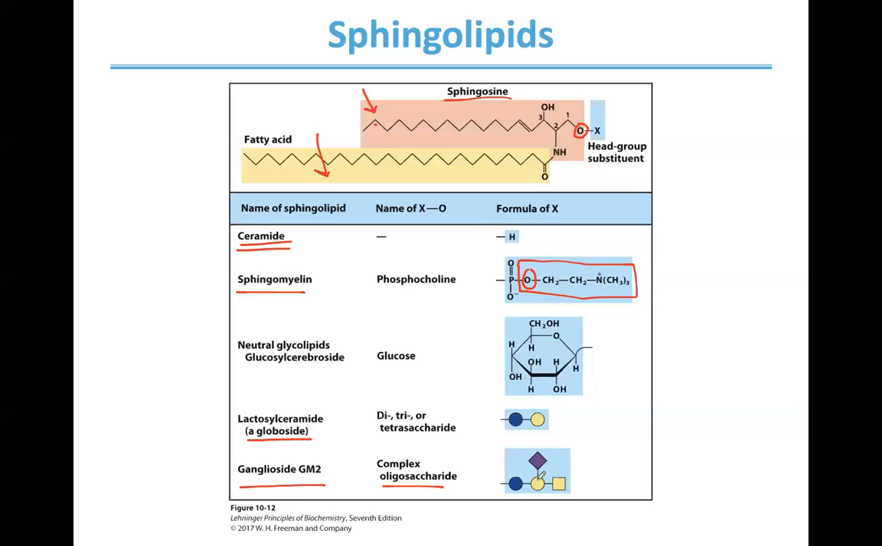Now you can have carbohydrates. Sphingolipids are famous in that head groups can have carbohydrates. So for example, glucose could be one of them. So this will be glucosyl cerebroside, right? It's going to be without the phosphate, so this will be neutral. It will be a neutral glycolipid. Now you can have a di, tri, or tetrasaccharide, in which case it will be called a globoside. Or I can have a complex oligosaccharide, and we'll talk about those.